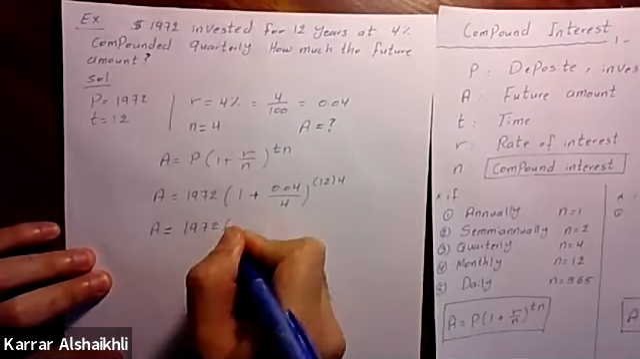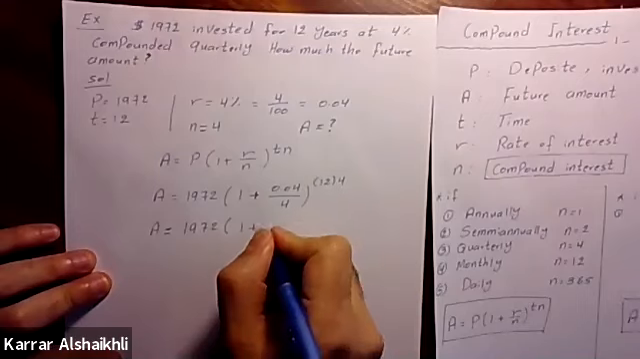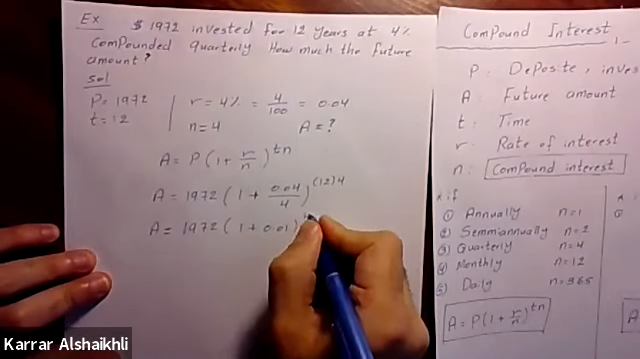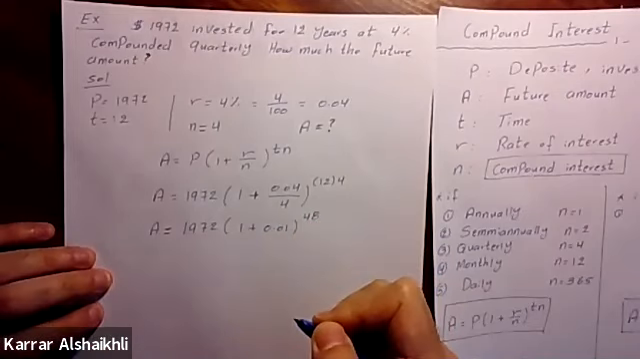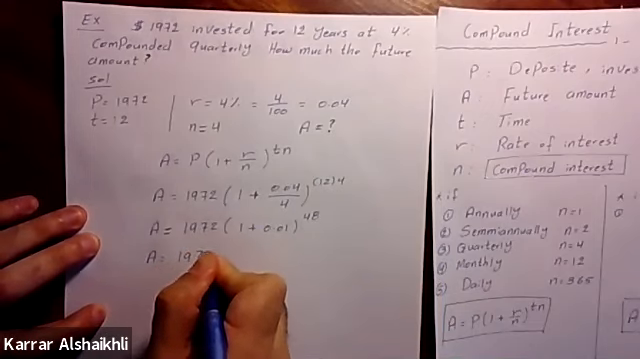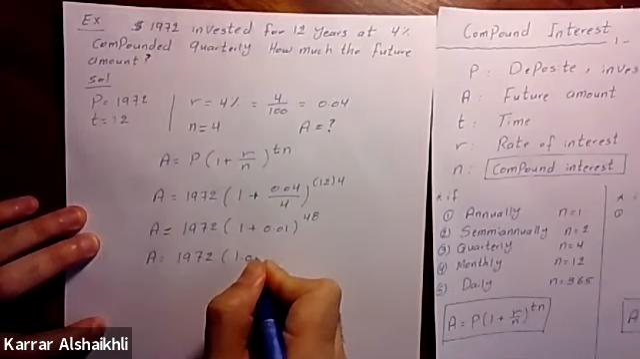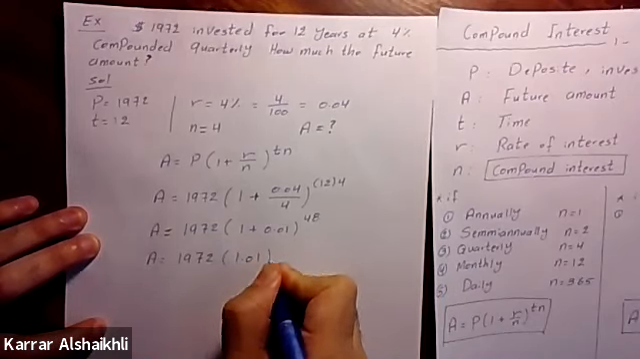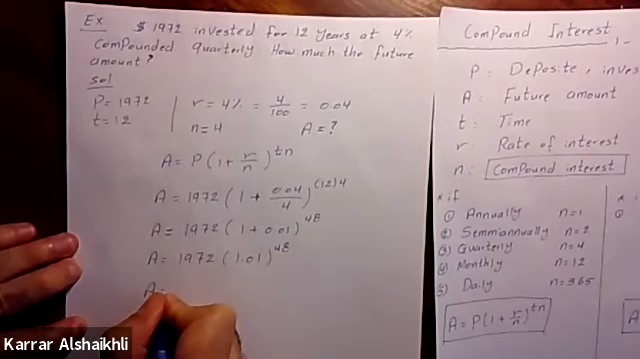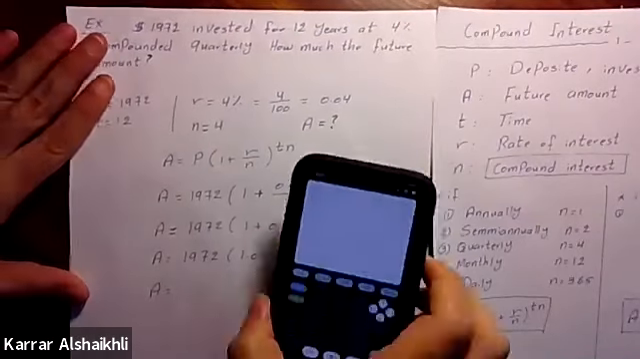1,972 times 1 plus, divide this one, 0.04 by 4 is going to be 0.01. 12 times 4 is going to be 48. Simplify it more. A is going to be 1,972 times 1 plus 0.01, which is 1.01, to the 48. Now it's easier, even if you're using the calculator, you're not going to make any mistakes. So let's check what the result is going to be.